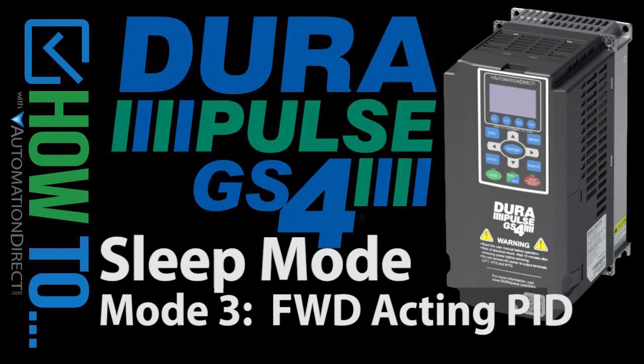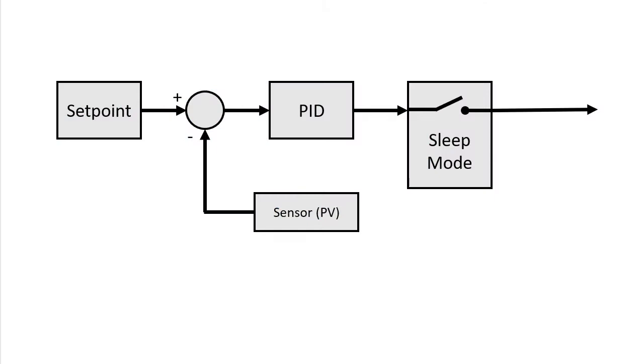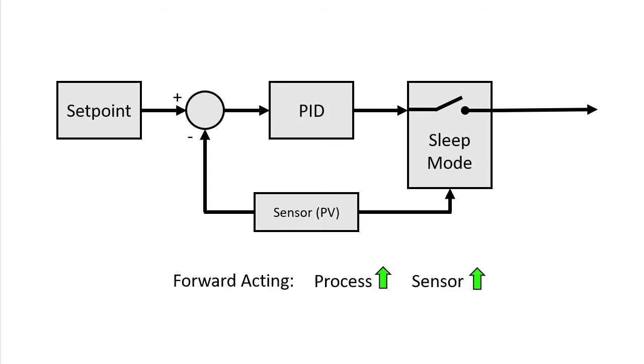In this video, we'll use the GS4 Sleep Mode 3 with a forward acting PID loop. That controls the motor by watching the sensor feedback signal, or process variable, to decide when to turn the motor on and off. Forward acting means as the motor runs and the water rises, the sensor value also rises, and the PID will automatically control the motor speed for us. Reverse acting is when the sensor value goes down as the water level rises. We'll do an example of reverse acting in the next video.